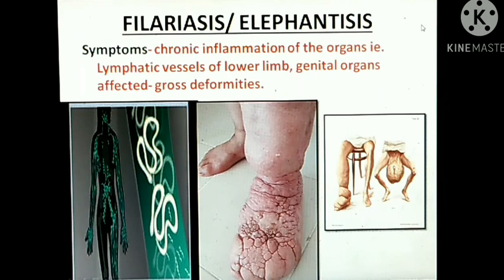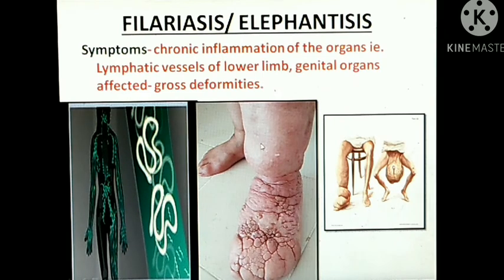In a patient suffering from filariasis, in the beginning the infected person gets repeated attacks of fever off and on. In chronic cases, filarial worms block the lymphatic vessels, and this causes enormous swelling of the affected part, which may be the arm, foot, leg, or even scrotum. Thus, it is followed by thickening of the skin and subcutaneous tissue. And due to this swelling of the leg, the disease is commonly called elephantiasis. Thus, the patient will have chronic inflammation of organs, that is, lymphatic vessels of the lower limb, and genital organs will also be affected with gross deformities.